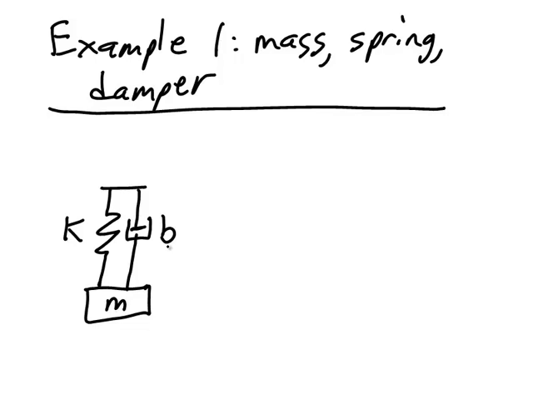We're going to label the input and the output signals right away. Here, the input signal is going to be the position of the top, and the output signal is going to be the position of the mass.